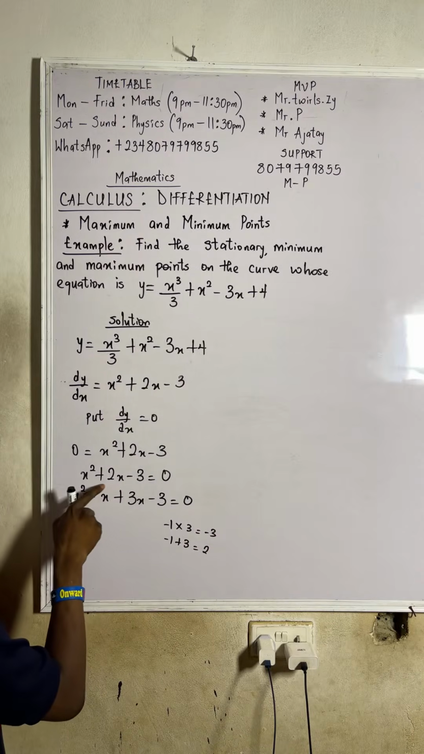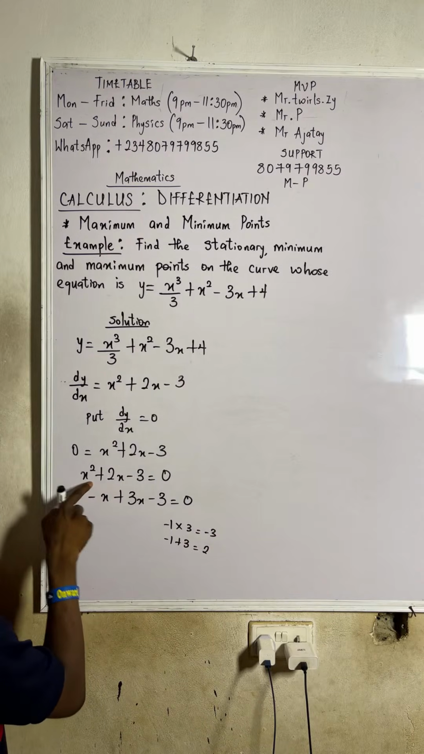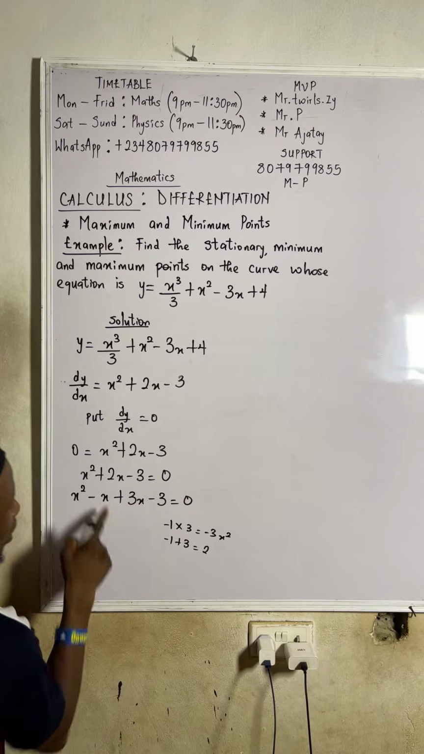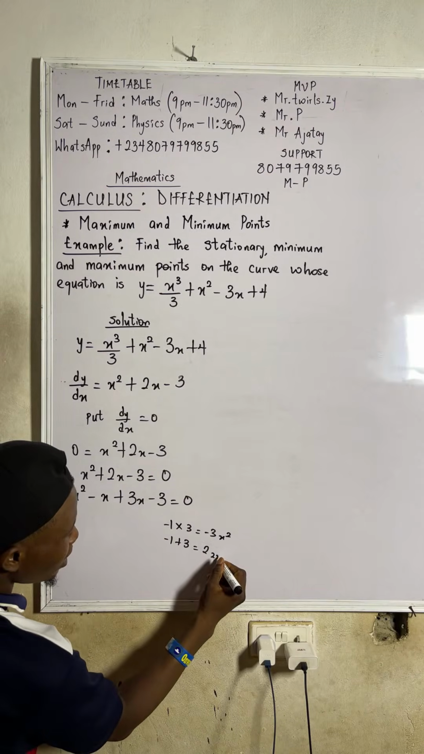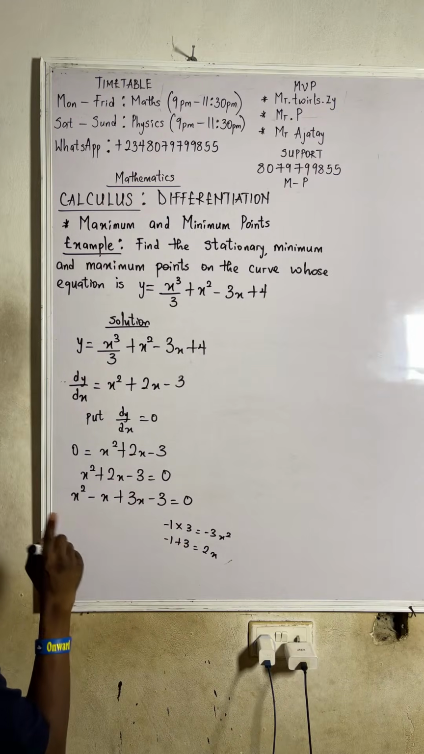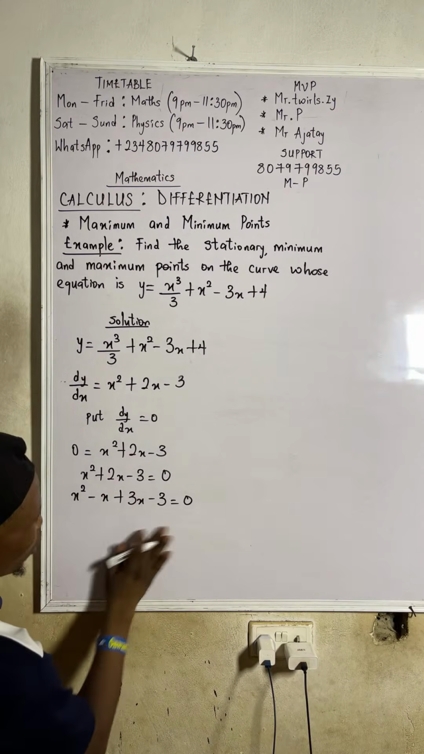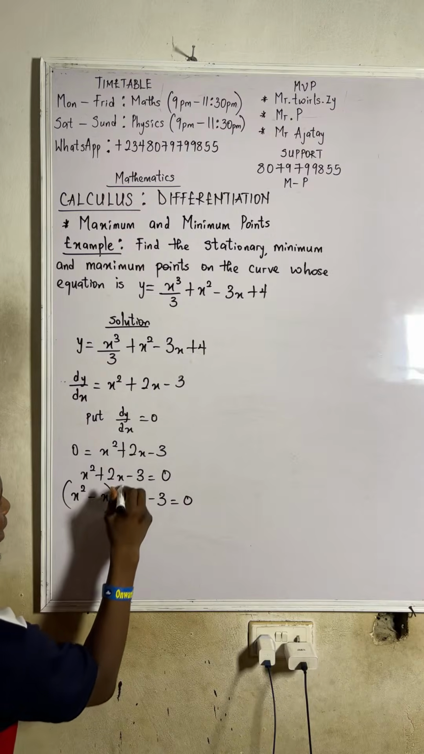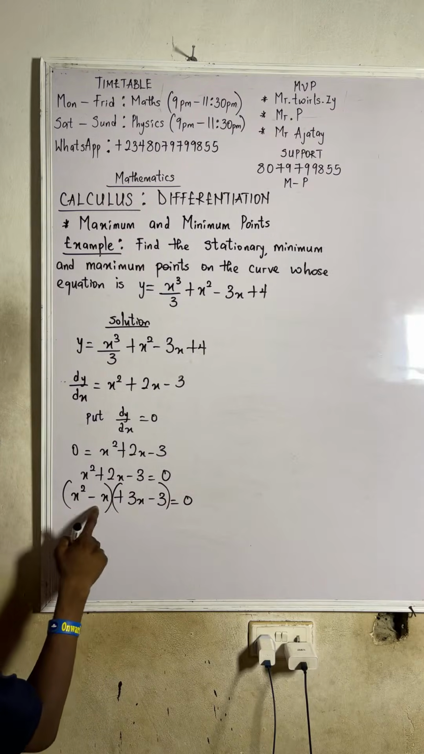When you take the arrow like this, it becomes minus 3x squared. And when you add, it gives you 2x. So you see that minus 1 and 3, good. Thank God we all got it. So you take the bracket like this. Then what is common here?